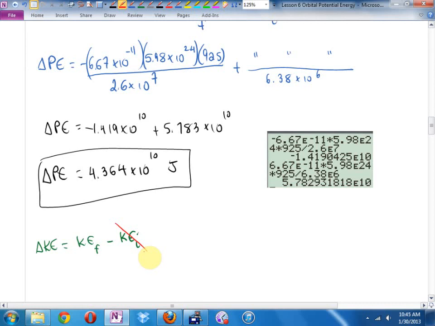So that was a long ramble to say, we're going to pretend the kinetic energy is 0 to keep the math nice.